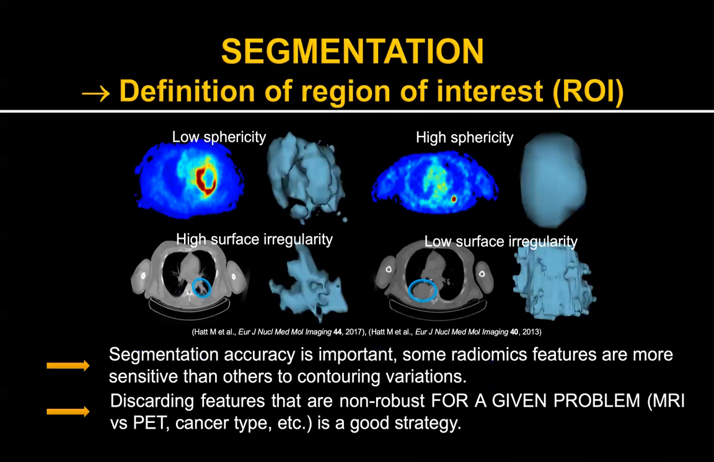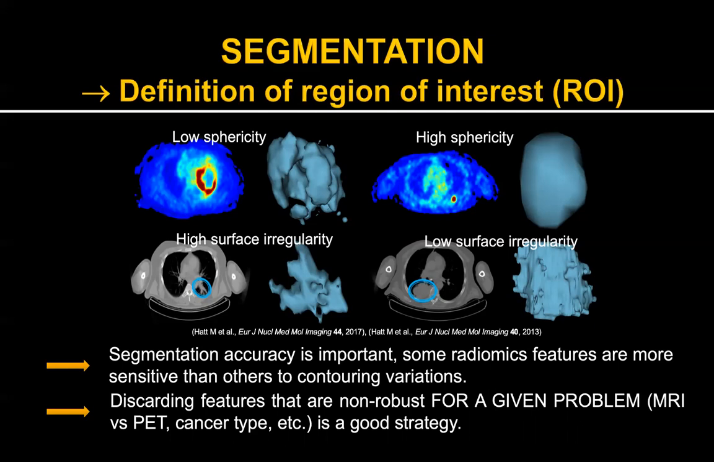And just another word on segmentation. Of course, we understand that it's really important to get accurate segmentation. There have been many works that investigated and basically showed that segmentation accuracy is important, and that some radiomics features, depending on their nature, can be more or less sensitive than others to contouring variations.